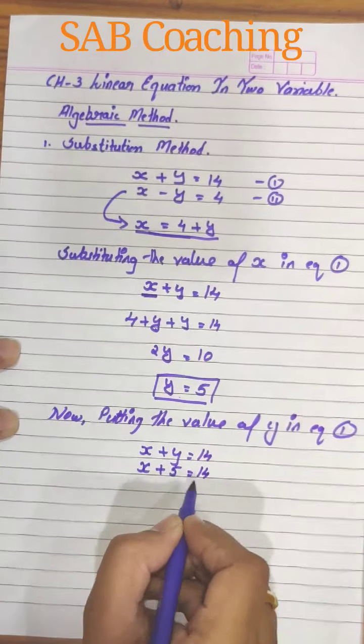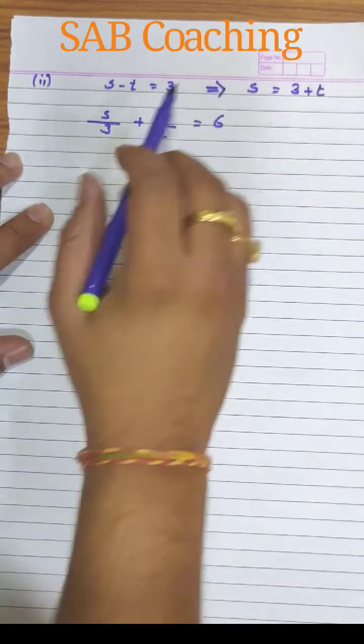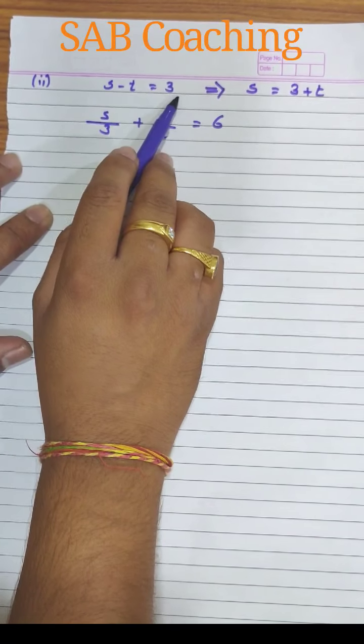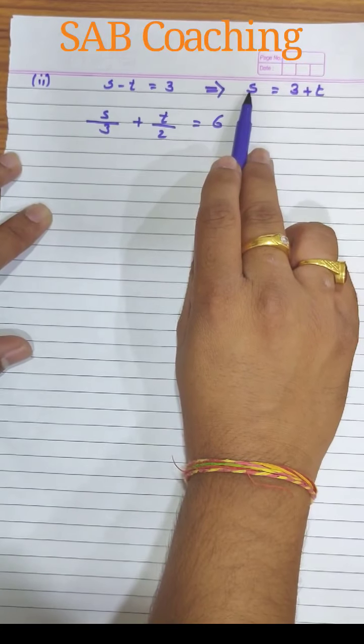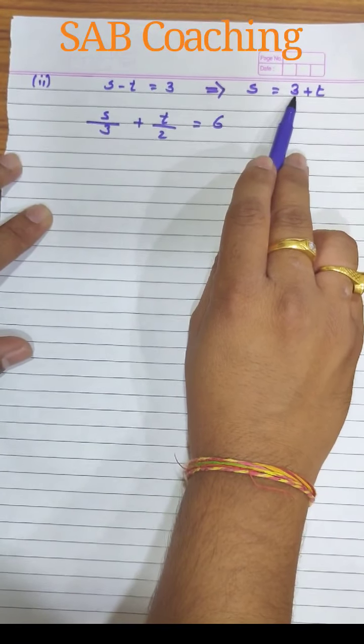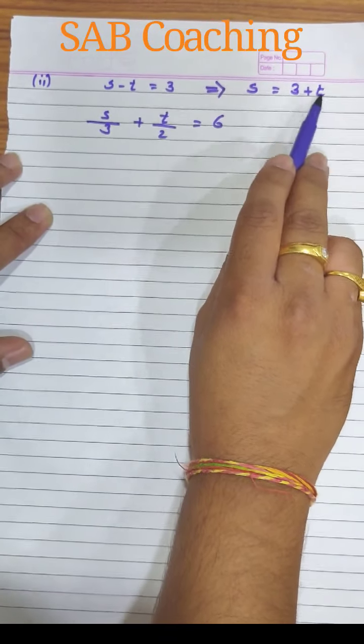So let us take another example. These two equations are given. s minus t equal to 3 and the second equation is s by 3 plus t by 2 equal to 6. Now these are the two equations that are given to us. So from the first equation, you can write the value of s is equal to 3 plus t. We can write minus t, when it is going to the right hand side, it will become plus t. So the value of s we have calculated is s is equal to 3 plus t.